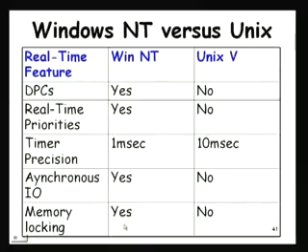Memory locking is supported. So, this is an important feature to reduce the jitter in memory access. If there is a page fault, then the memory access time can be really large, and for real time tasks that would be unacceptable. So, the memory locking facility is also provided in Windows NT. So, it has many positive features. So, it is much suited.